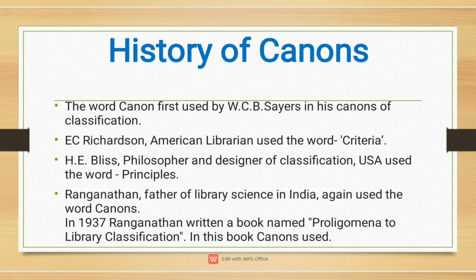History of canons. The word canon was first used by W.C.B. Sayers in his Canons of Classification. E.C. Richardson, American librarian, used the word criteria in place of canon. H.E. Bliss, philosopher and designer of classification, USA, used the word principles. Ranganathan, father of library science in India, again used the word canons. In 1937, Ranganathan wrote a book named Prolegomena to Library Classification. In this book, canons are used.